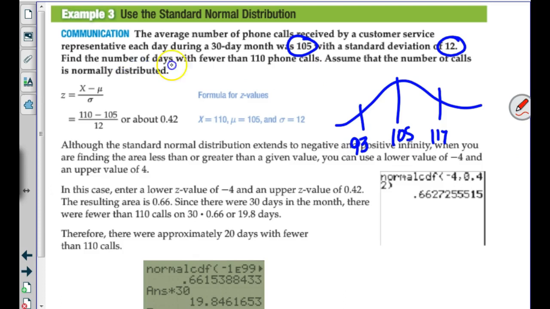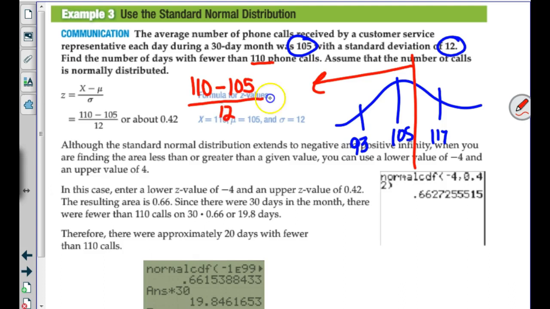And it says, what is the number of days with fewer than 110? Well, does 110 fall on one of these exact standard deviations? No, right? So we're going to find the z-score. They want us to find the z-score. So you would say, I have 110 away from a mean of 105 divided by a standard deviation of 12 calls. Type that in and you get 0.42.